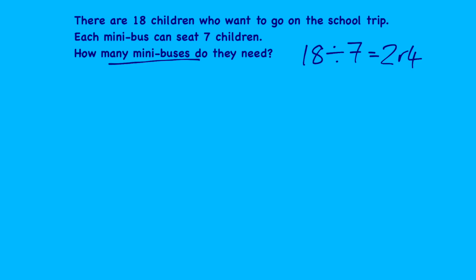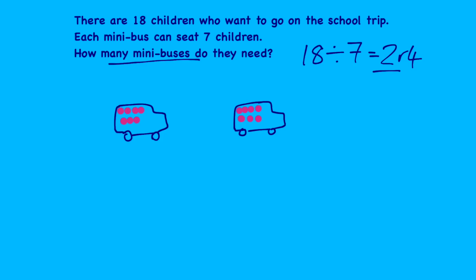Now, I think what a lot of people do is they think, oh yes, look, 2 is my answer. Forget about the remainder. I need 2 minibuses. Well, let's have a look at that. So here's my 2 minibuses. I'm going to put 7 children inside this one. 1, 2, 3, 4, 5, 6, 7. And 7 children inside this one. 1, 2, 3, 4, 5, 6, 7. So I've got my 2 minibuses. I've got 7 children in each.